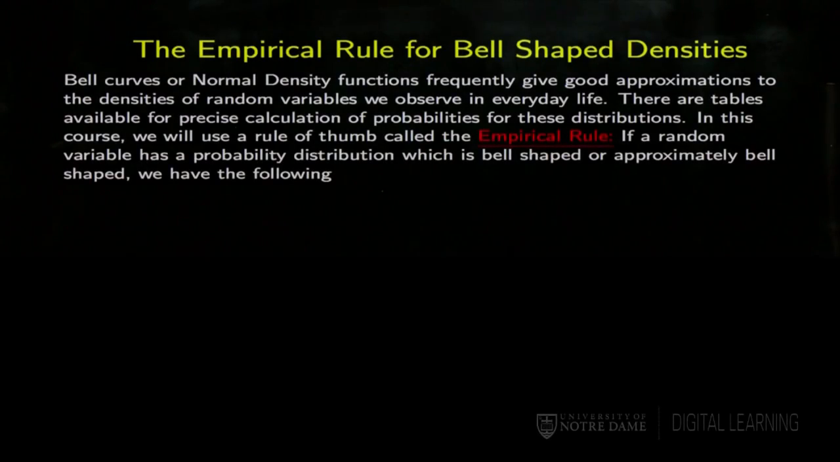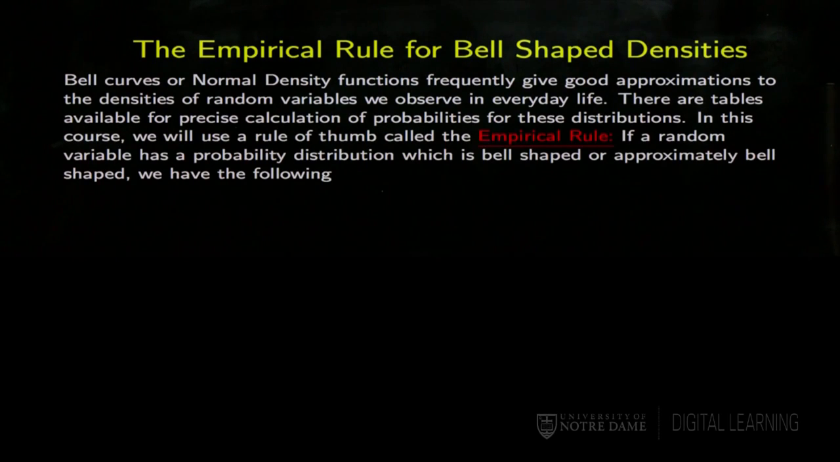Bell curves, or normal density functions, are frequently used, and they crop up quite a bit as the densities of random variables that we observe in everyday life. And there are tables, and you can also calculate probabilities for these distributions precisely on your calculator and with software. In this course, we're not going to look at how to use those tables or how to use calculators to calculate probabilities. Instead, we're going to satisfy ourselves with this rule of thumb called the empirical rule.